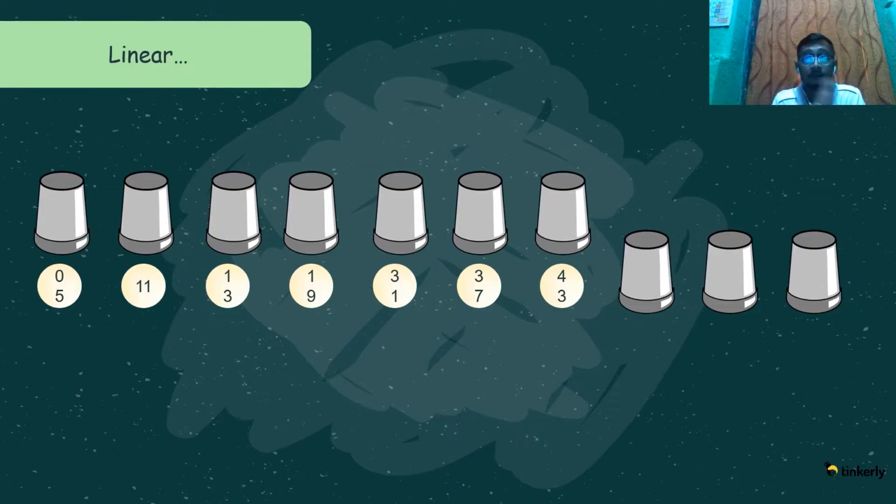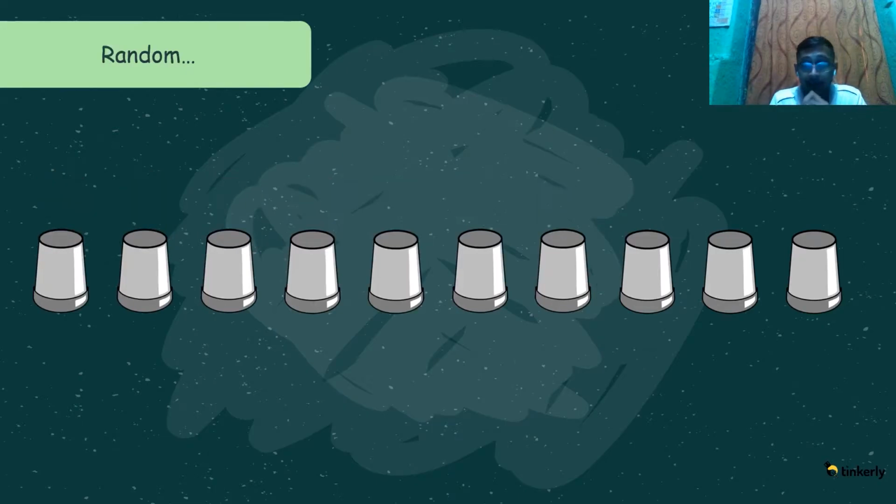Okay. In which approach? In the linear approach. You will remove the first glass, second glass, third glass from the right side. If you are going from the left side to the right side, you will have some steps also. So this is the linear approach. Then we will see the random approach.